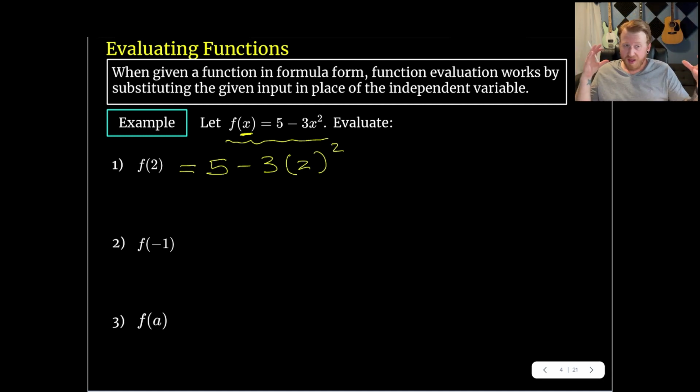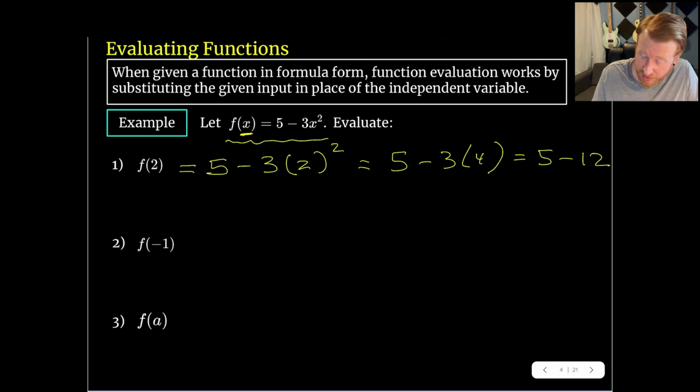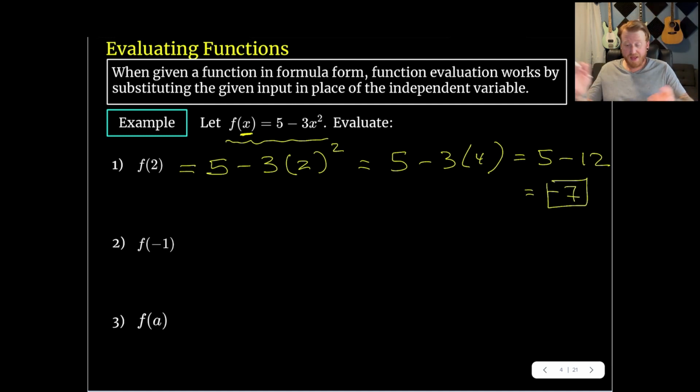And I like to go over the top with my parentheses just to make sure that I'm getting exactly what I want. It's easy to make a mistake without putting in those parentheses, as we see maybe in this next example with the negative in it. But just to continue this here, I've got 5 minus 3. Now 2 squared is 4. So I've got 5 minus 3 times 4, which is 5 minus 12, which is negative 7. So the input for this function is 2, the output is negative 7.